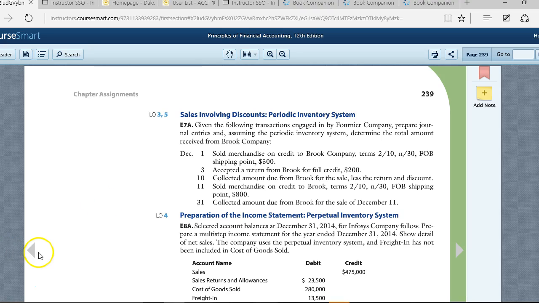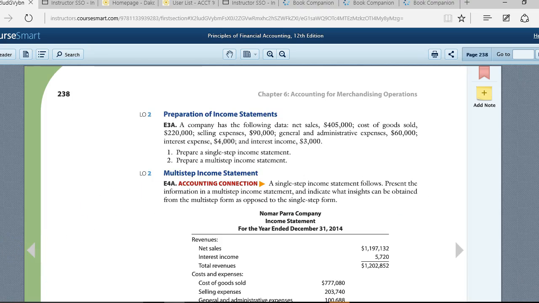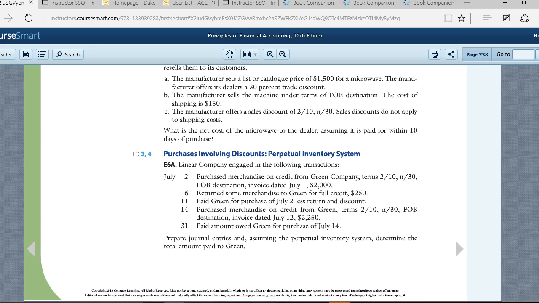Okay, so let's go back and finish that. Prepare journal entries. It says there, determine the total amount paid to Green. So you just add the two together. We add the two cash. The two cash is how much we paid Green.